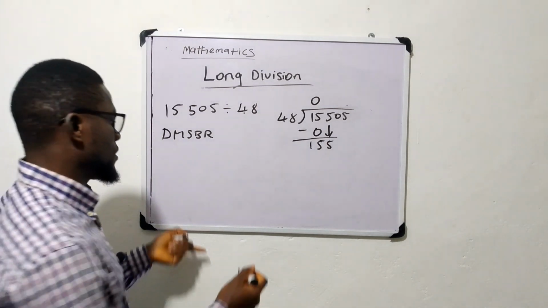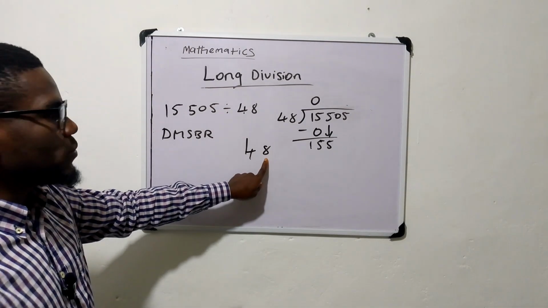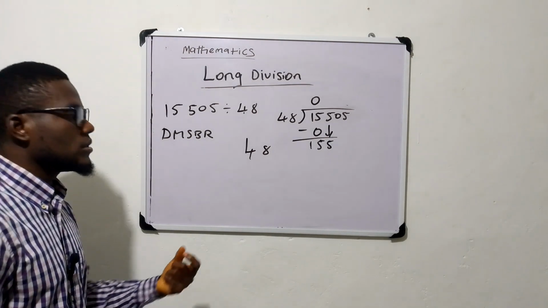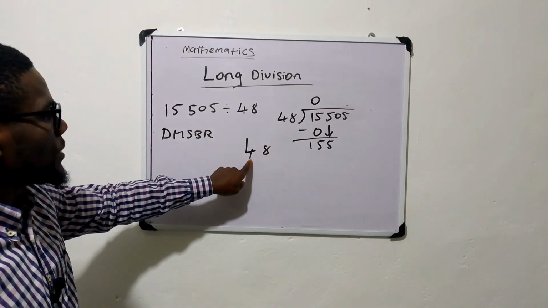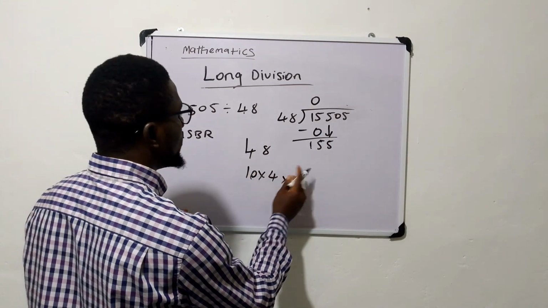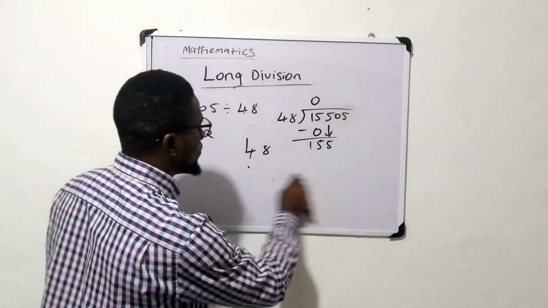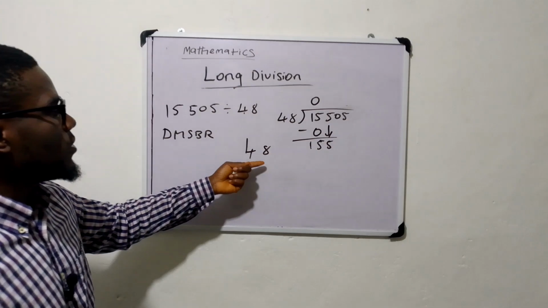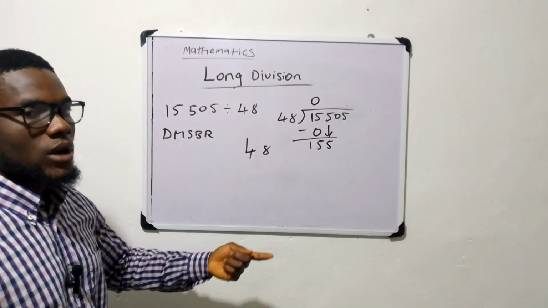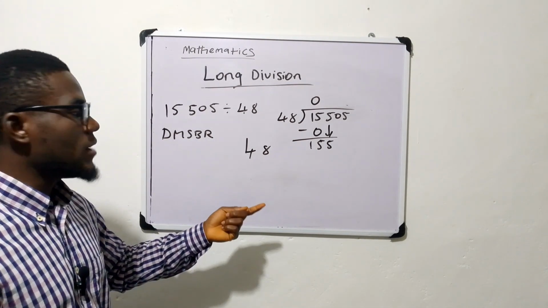Remember that I told you about place value. The 8 here is in the ones position, and the 4 here is in the tens position. So this 4 here is 40. When you multiply 40 by 2, you have 80. When you multiply 40 by 3, you have 120. When you multiply it by 4, we have 160.